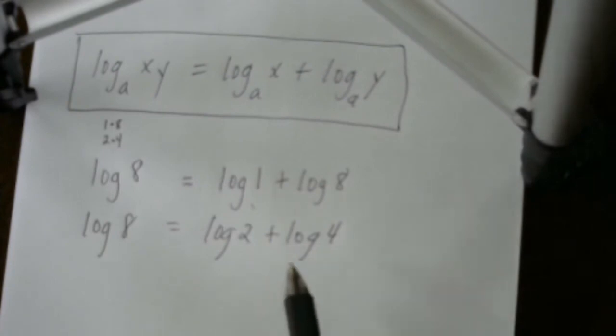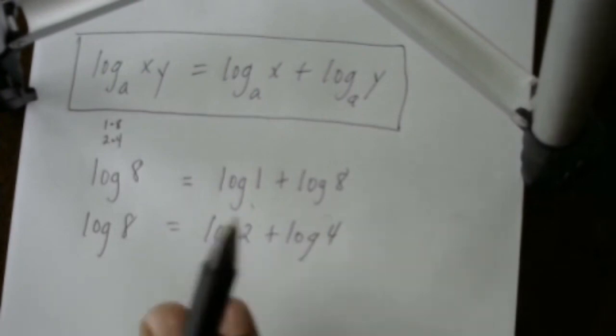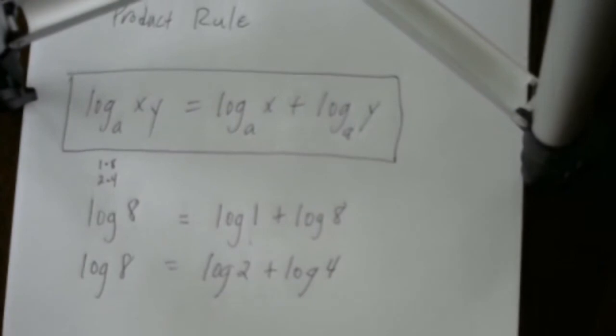So the log of 2 plus the log of 4 is not the log of 6, because that's not a 2, that's not a 4, that's a log 2, and that's a log 4. Right? And this is the product rule.